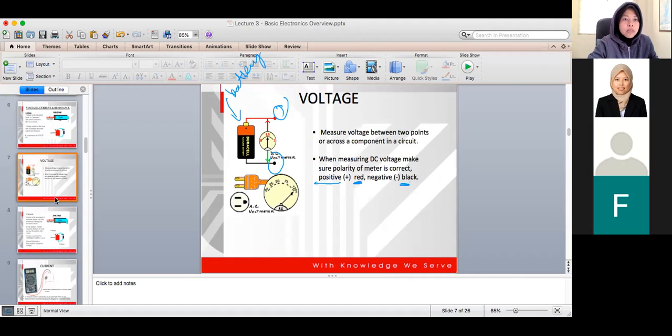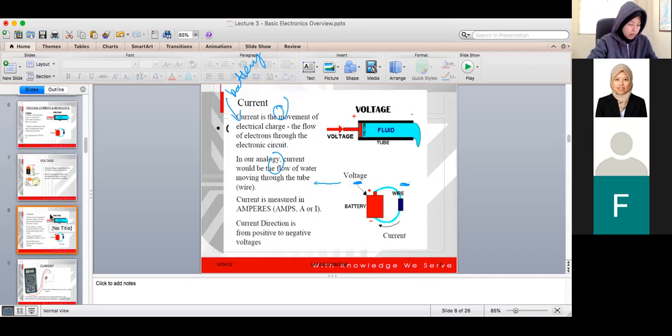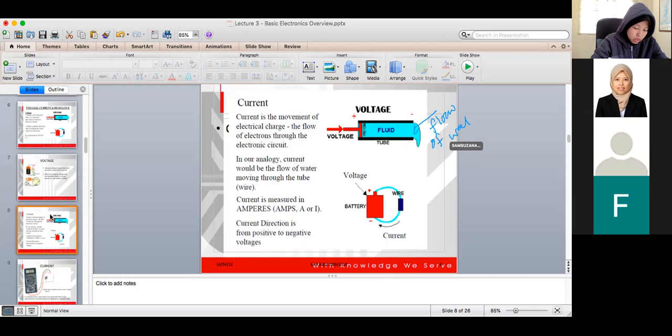Okay, seterusnya selepas tu let's see current pula. So current is the movement of the electrical charge, the flow of electron through the electronic circuit. Seperti yang saya cakap tadi, kalau kita bayangkan dia sebiji piston, the fluid inside the piston is the electron, and then current tu adalah pergerakan dia. In our analogy, current would be the flow of water moving through the tube. Okay, so basically flow tu, flow of water. Water tu adalah elektron, tapi flow of the water is current. Okay, sama dengan current lah.